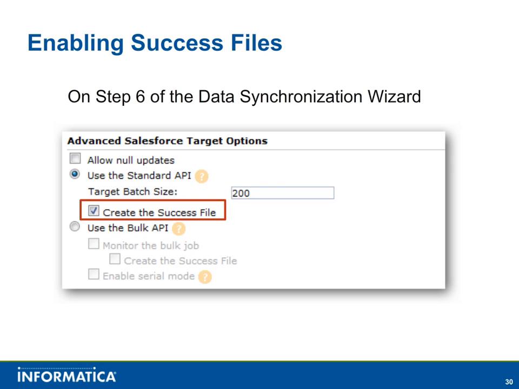Note that success files are not created by default. If you wish to generate a success file for a specific task, you must go to Step 6, the Schedule step of the Data Synchronization Wizard, and turn on the option Create the Success File. You will find this option in the Advanced Salesforce Target Options section of the page.